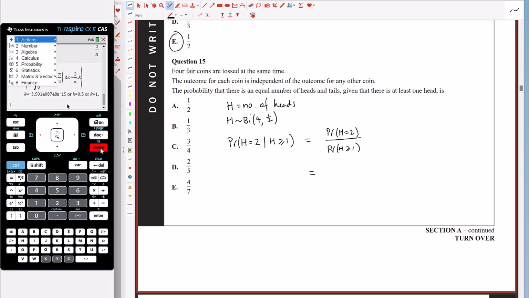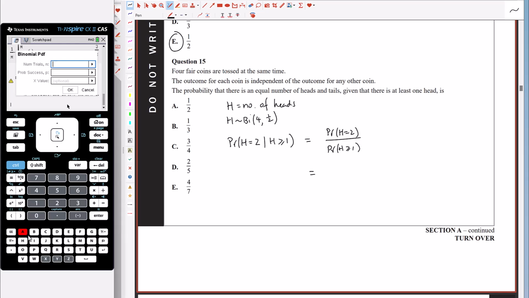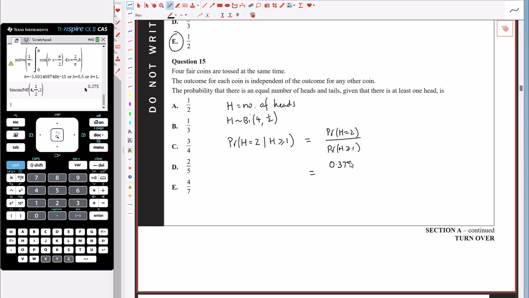Let's see how the CAS does, just using binom CDF rather than doing it exactly. Hopefully we'll be able to get close enough. So menu 55A for the numerator. So n is 4, p is half, and h is equal to 2. Okay, so that is 0.375, so it's not a rounded decimal, so that's fine.